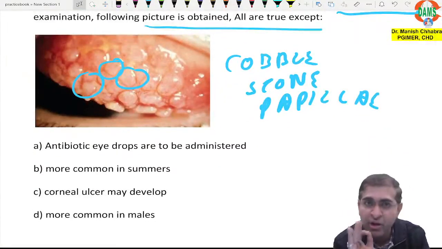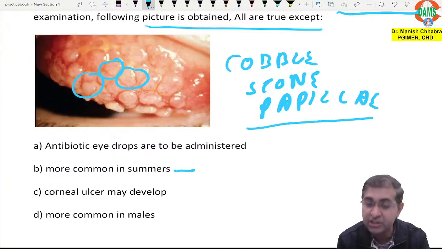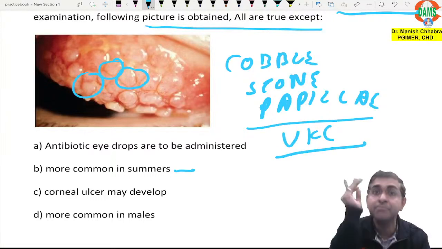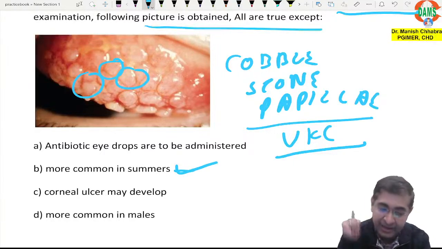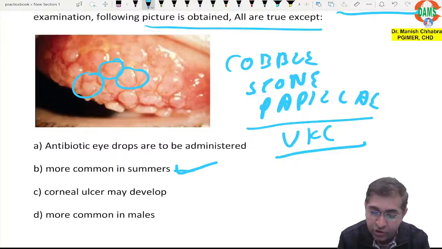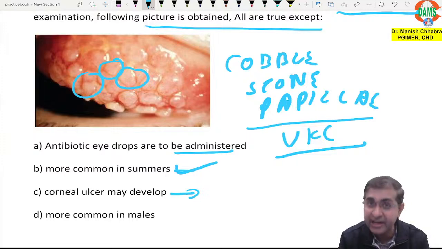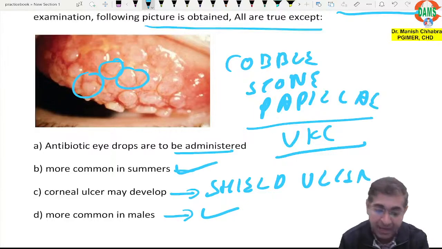So which of the following is false? More common in summers. Yes, the name of the disease is vernal keratoconjunctivitis, which is also known as spring catarrh, but it is more common in summer, so it is correct. But they have asked about the incorrect option. Antibiotic eye drops to be administered, yes or no? We are going to come to that in a short while. Corneal ulcer may develop. This is your previous year FMGE question. The name of that ulcer is typically shield ulcer, which may develop. More common in males. Yes, it is more common in males.